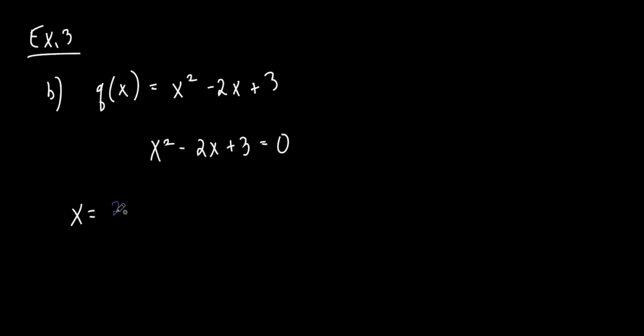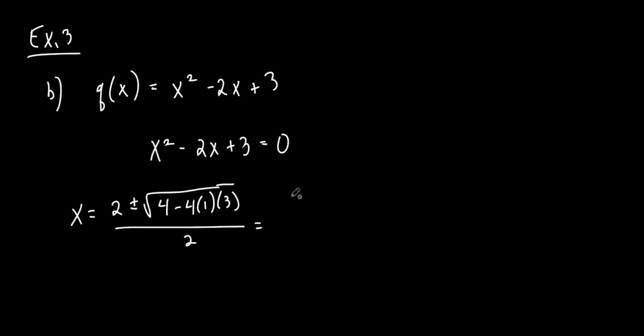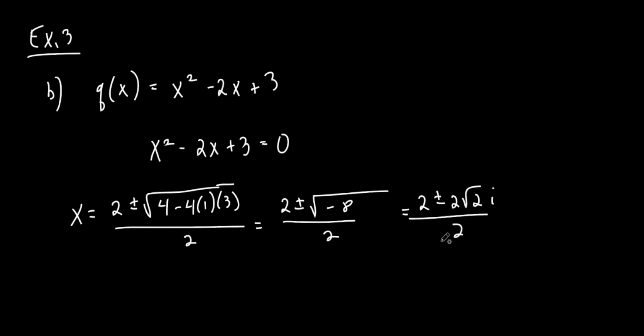x equals -b, which is +2, plus or minus the square root of b squared. What's our b? -2 squared, which is going to be 4, minus 4ac. There's your a, there's the c, and that's all over 2a, which is that. This is 2 plus or minus the square root of 4 minus 12, which is -8. So 2 plus or minus 4 times 2, so it's 2 square root of 2 with an i, over 2. Divide both of these by 2. What do you get? 1 plus or minus the square root of 2i.